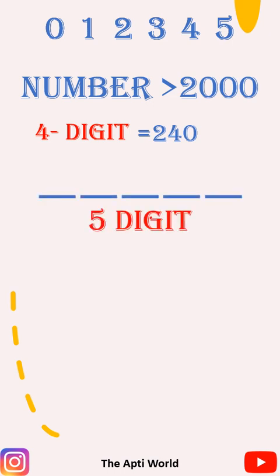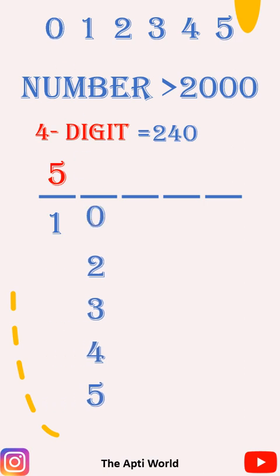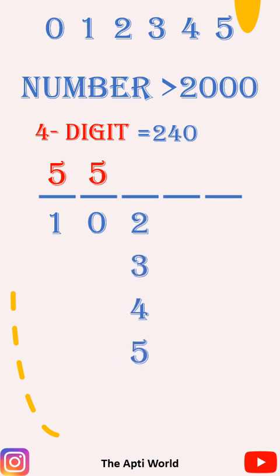Now, let's see for the 5-digit number. Here, on the first place we can put only 5 numbers because we cannot put 0 on the first place, because we want a 5-digit number. Let's put 1 on the first place. Again, there are 5 possibilities for the second place. Now, let's put 0 on the second place. Now, there are 4 possibilities for the third place.